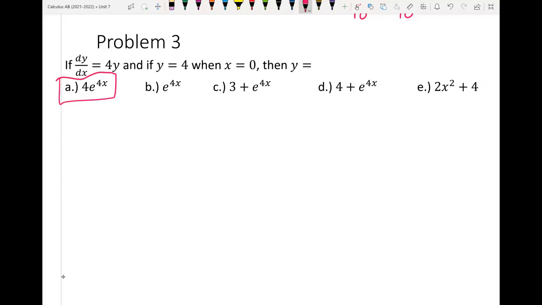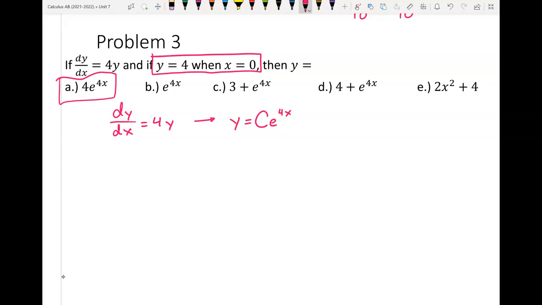Now let's see as to why. So we have dy dx is equal to 4y. So that's a nice proportional relationship. So our general solution y equals what? So that would be our general solution. Your job is to figure out what c is. That's using the initial condition. So what could we do? Plug in y and x, solve for c.